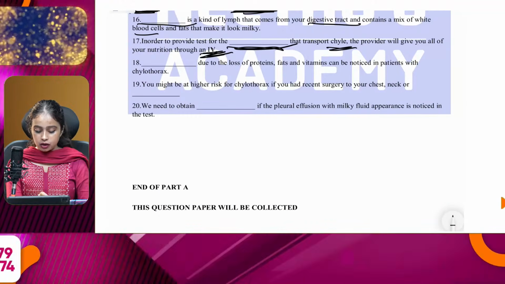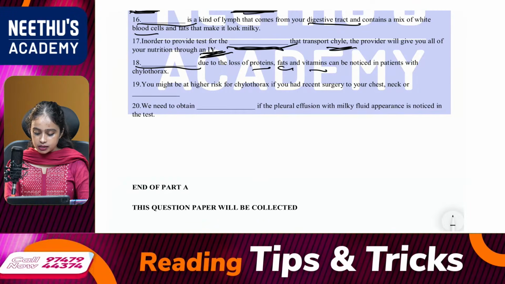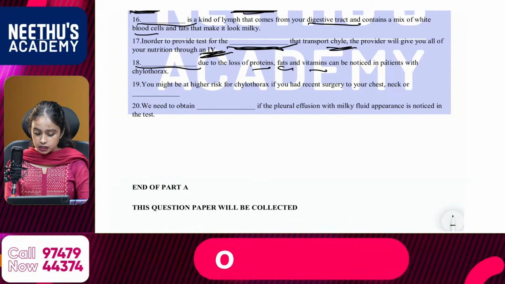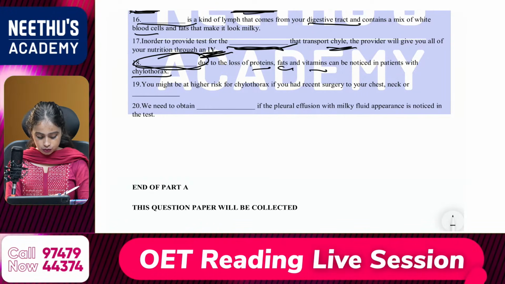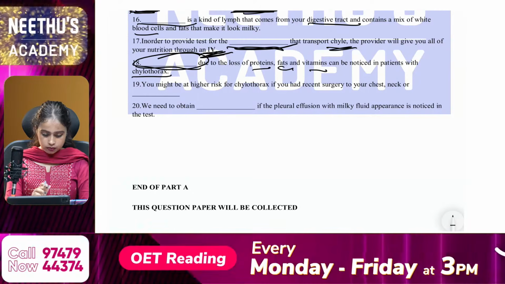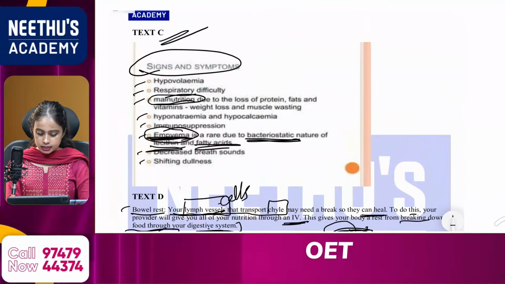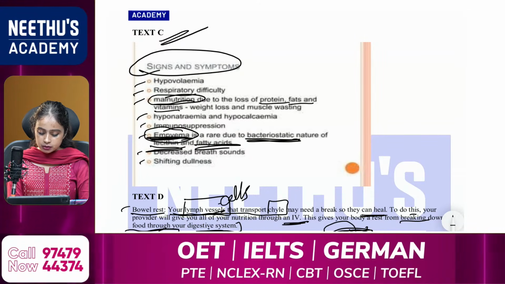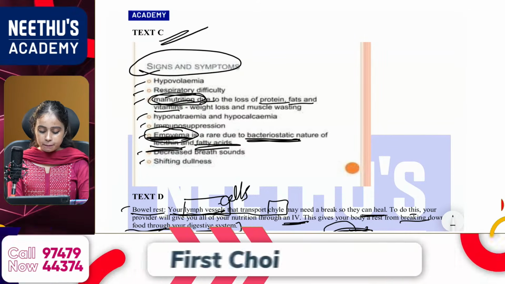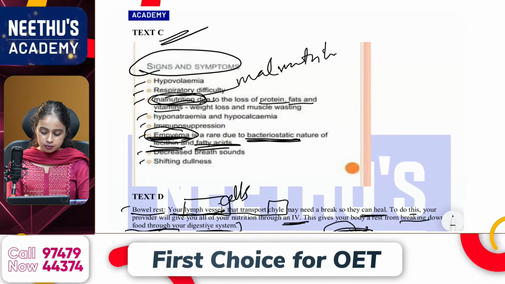Okay, 18th one. Dash is due to the loss of proteins, fats and vitamins that can be noticed in patients with chylothorax. So dash is due to. What is due to? Okay, so yes, because it is from the signs and symptoms. Loss of protein, fats, vitamins, it's due to malnutrition. So answer should be malnutrition.